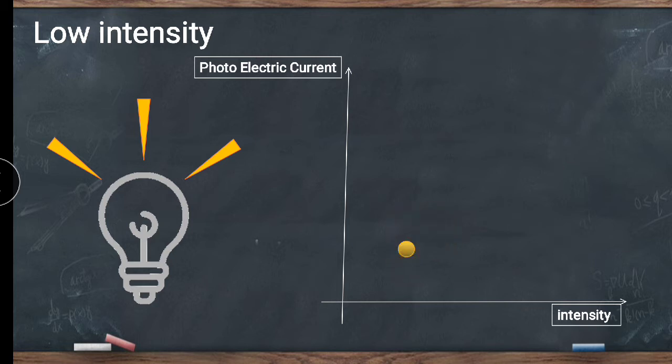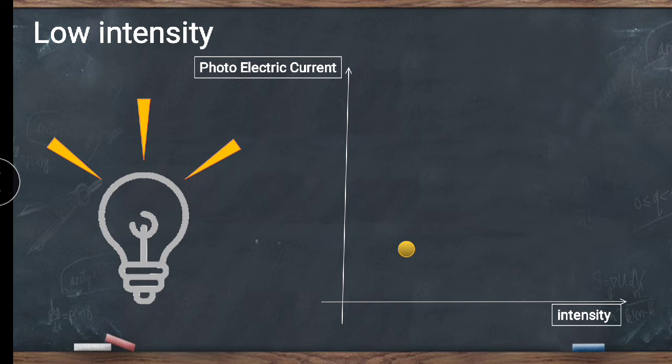Initially this ball was at origin, but after getting the intensity, this ball travels to this position. Now this is the minimum position of the current, right? This ball has not achieved the highest position. What is the reason behind it? Because we have provided the low intensity. What does low intensity mean? Low intensity means less number of electrons. Less number of electrons means less photoelectric current, and as there is less photoelectric current, that's why this ball has achieved the minimum position with the help of low intensity.